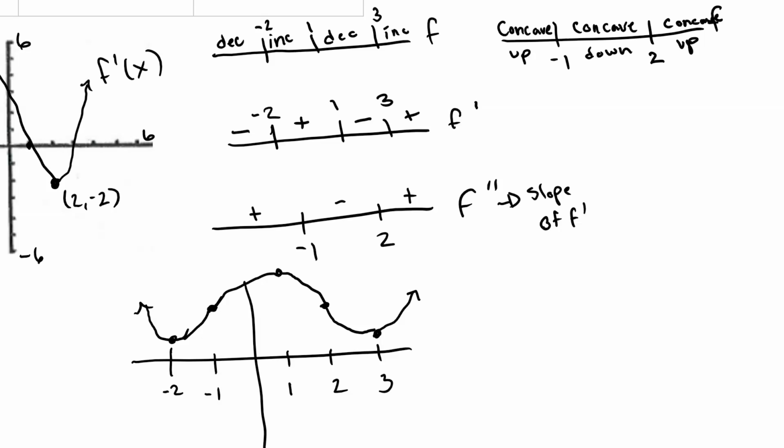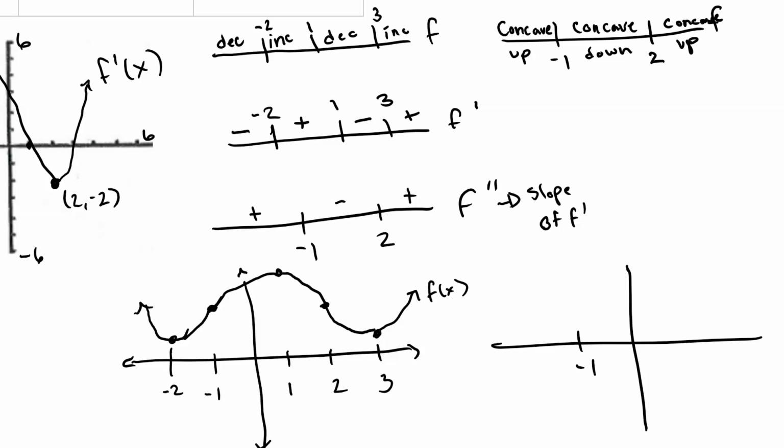You could have higher peaks or deeper troughs. That doesn't matter, right? Because we don't have any information about that stuff. So this is f of x. And then if we look at f double prime, we have positive values left of -1, negative until 2. So f double prime has to look like that.